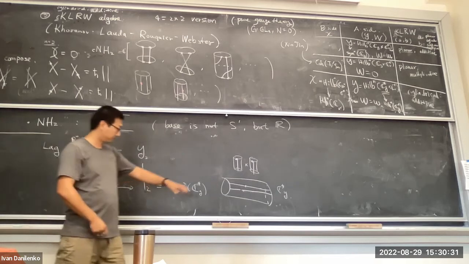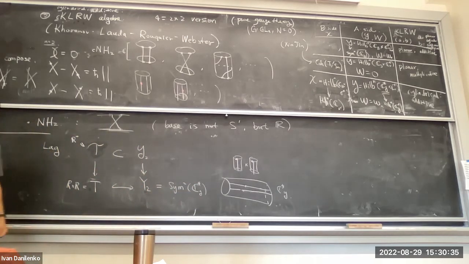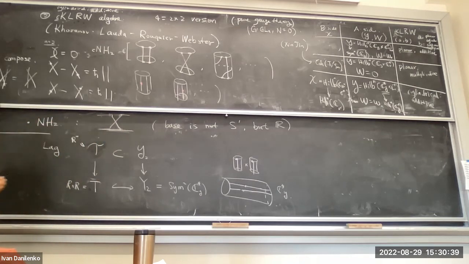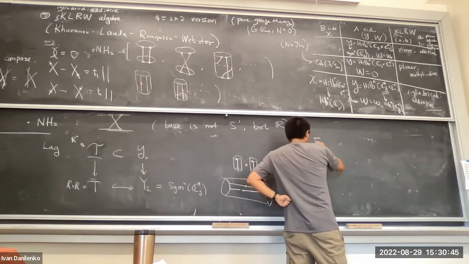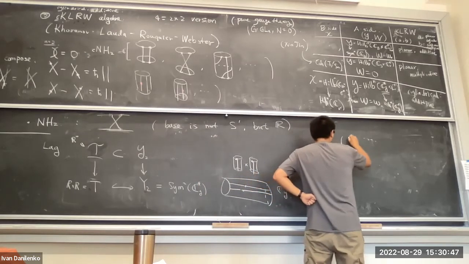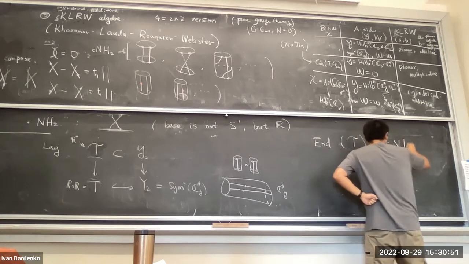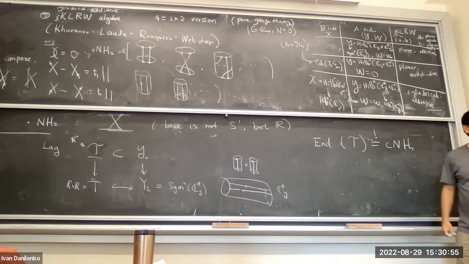So topologically speaking, it's still a product, but because of the stop, your parallel transport has certain non-trivial behavior. So that's T. And we need to show that the endomorphism of this Lagrangian equals C. So that's the beginning of the story.